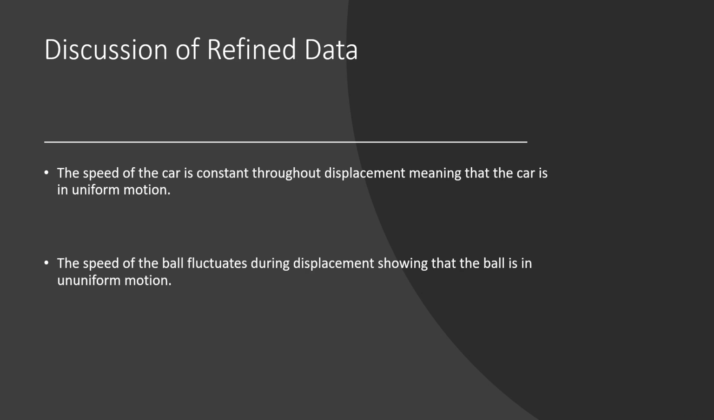So what does that mean? It means that the speed of the car is constant throughout the displacement. That means that the car is in uniform motion. The car is going from point A to point B at a single consistent speed, or velocity. The speed of the ball is actually fluctuating during displacement, showing that the ball is in non-uniform motion.